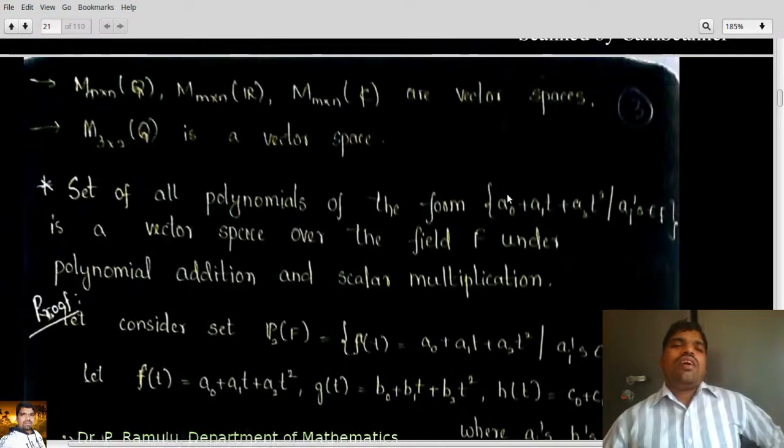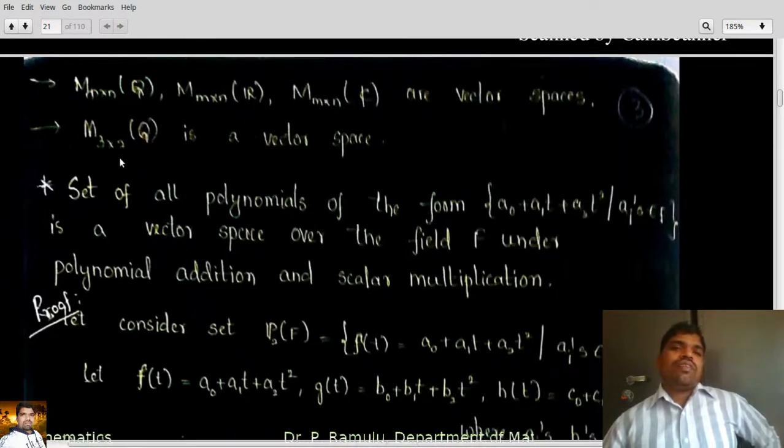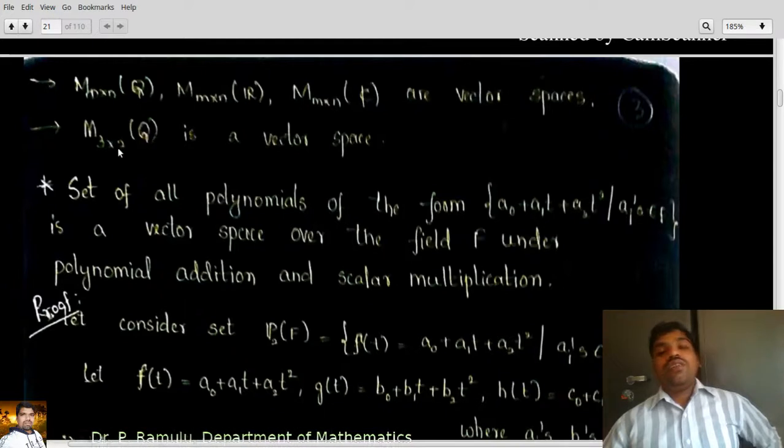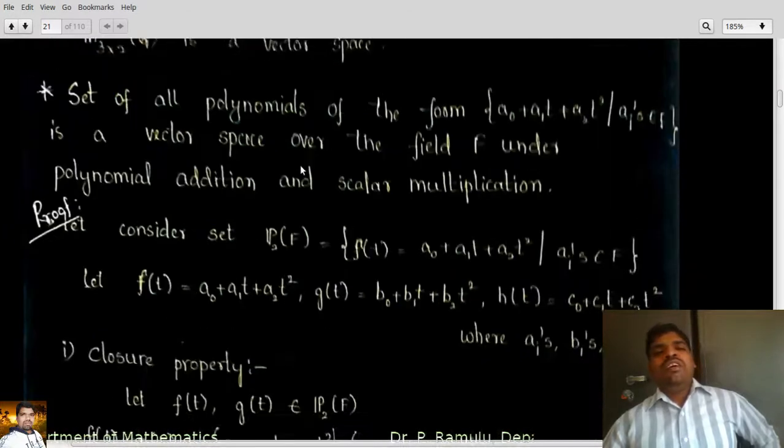M cross N over Q, M cross N over R, M cross N over C are vector spaces. That is, this is a vector space over the field Q, this is a vector space over the field R, this is a vector space over the field C. You can place here M3 cross 2 is a vector space. 3 by 2, in place of M by 2, I am writing 3 by 2. Now you can write 2 by 3, 2 by 4, 2 by 5, anything. So those are all vector spaces where the field is Q or C, whatever.